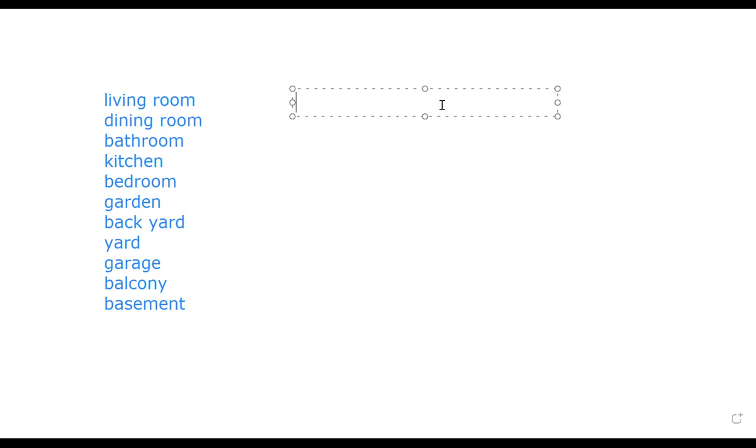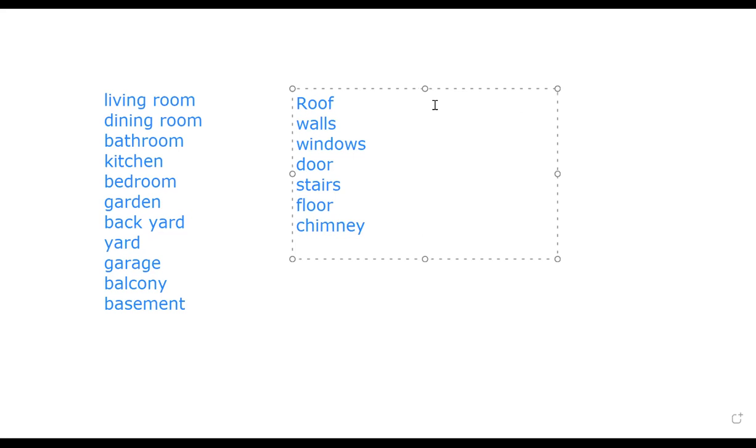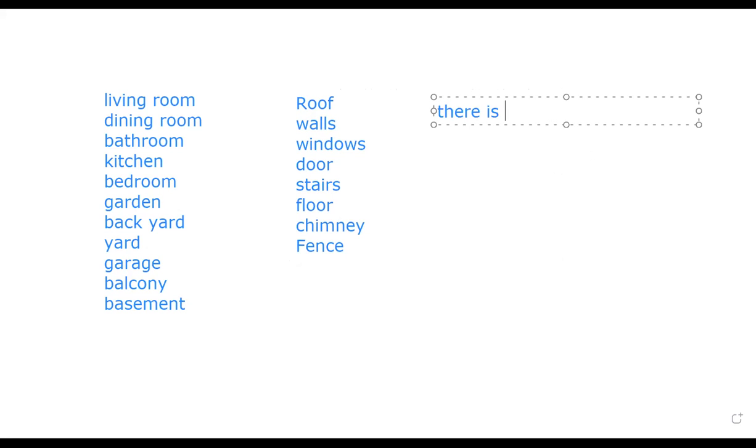También aprendimos las partes de nuestras casas, ¿verdad? Y algunas de ellas son roof. Walls. Okay, walls. Windows, yes. Door. Stairs. Floor. What is that? Chimney. Chimenea, ¿verdad? Chimney. ¿Será común esto en los hogares, en las casas de El Salvador? ¿En El Salvador? No. Probably no, right? So, roof, walls, window, door, stair, floor, and chimney. Fence.